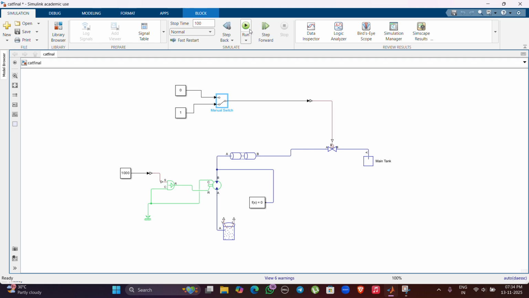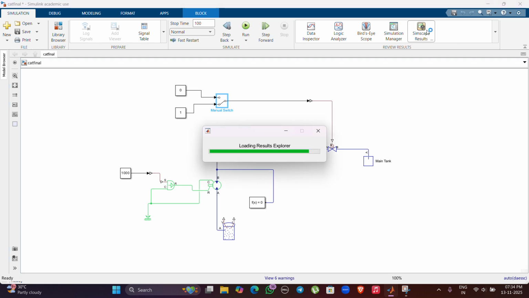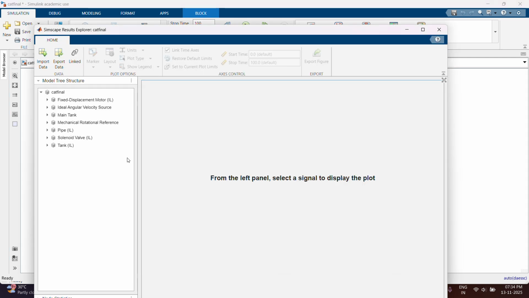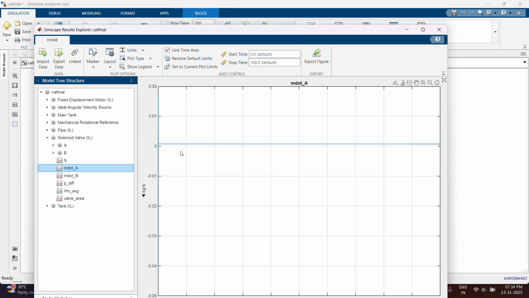We'll run the program, and then we go to the Simscape results. It's open, and if we see the solenoid valve, now we'll see the m dot A of the on condition of the button. For m dot A, there is a slight rise in the positive side, that is above 0. This shows that the flow is linear, and there is no turbulence. So we have got a very horizontal linear line, and the flow in the inlet will be positive.